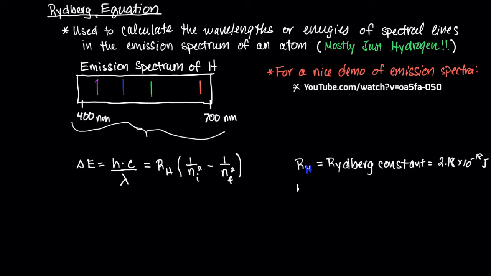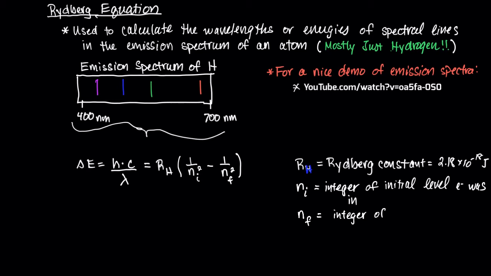n sub i is equal to the integer associated with the level where the electron was initially, and then n sub f is the integer of the final level where the electron ends up.